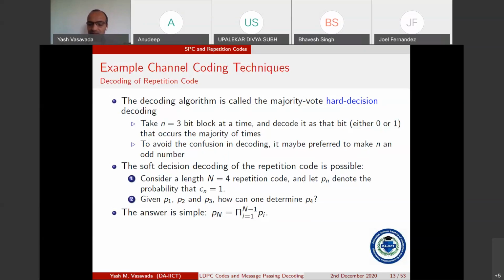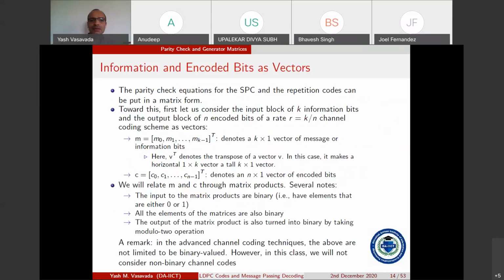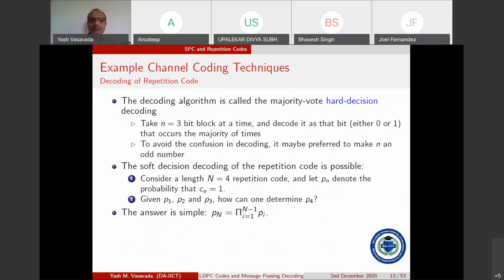And sometimes log likelihood ratios are computationally friendly, but concept-wise, they are maybe a little more difficult to understand. So if you go back to probabilities, that may allow you a simpler picture. Okay, so that is the main concept about message passing that I would wish to cover.